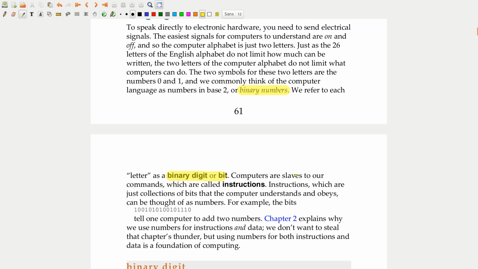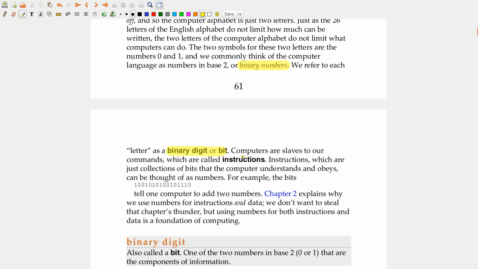Computers are slaves to our commands, which are called instructions. Okay, that's an interesting way to phrase that. You could have just said that computers only execute the instructions we give them. That works just as well. I don't know why you need to get so radical by calling computers slaves.